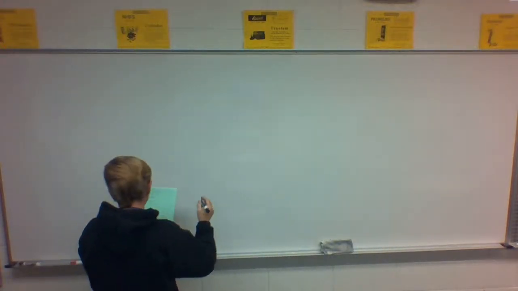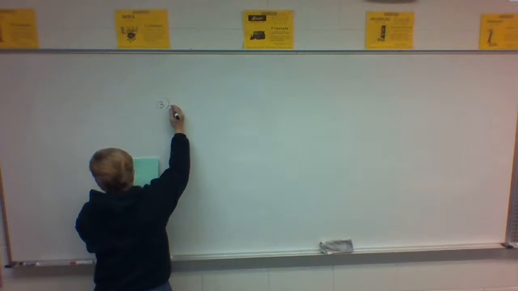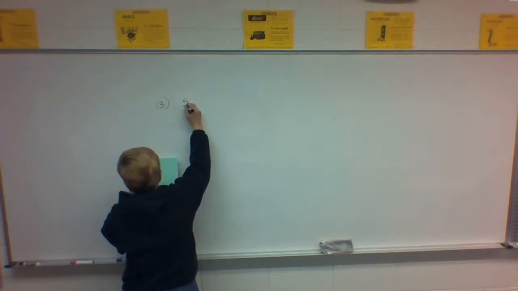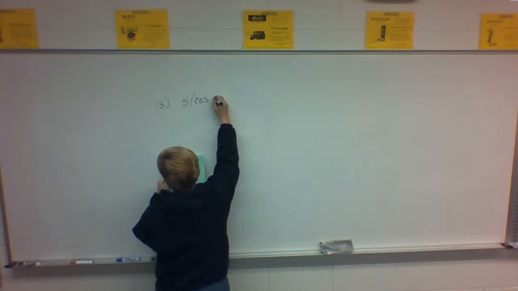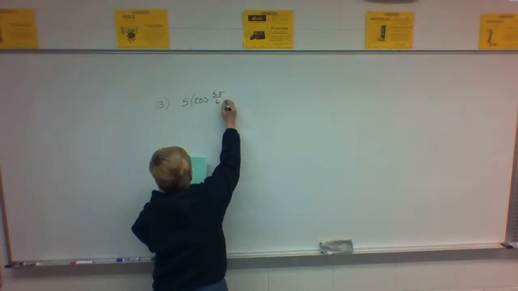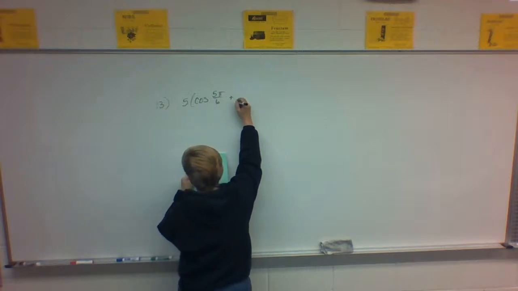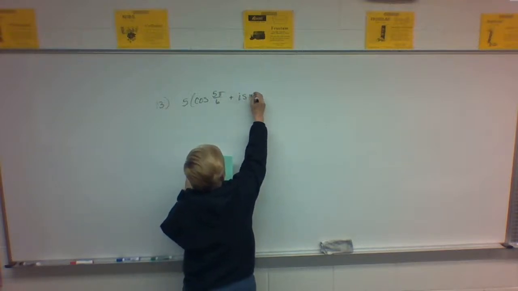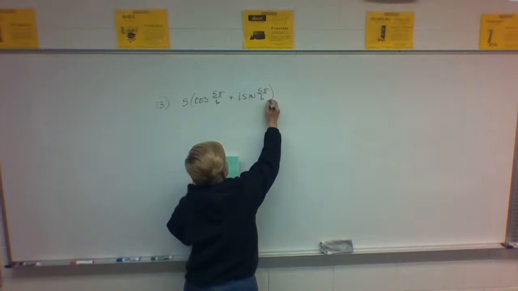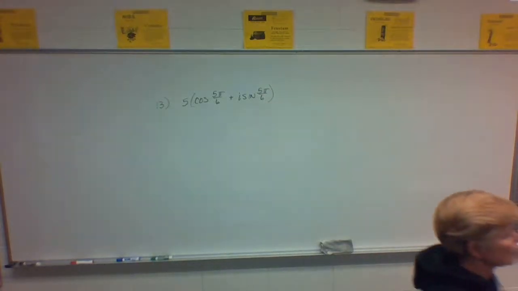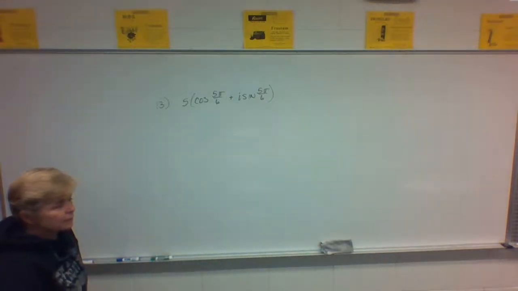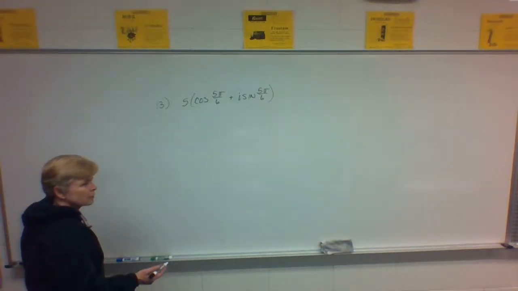So number 13 gives you something like this. 5 cosine of 5π/6, plus i sine of 5π/6. This one is not in degree form, it's in this form. This is what it looks like, something like that, and they want you to put it back in a plus bi form. What do we need to do that? How do you want to start?